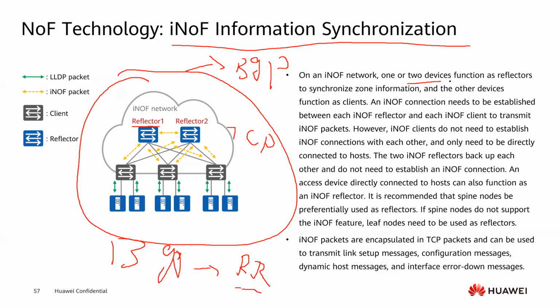In the NOF network, two devices function as reflectors to synchronize zone information, and the other devices function as clients. A NOF connection needs to be established between each NOF reflector and each NOF client to transmit NOF packets. However, NOF clients don't need to establish NOF connections with each other, and only need to be directly connected to the host. The two NOF reflectors back up each other and don't need to establish a NOF connection.